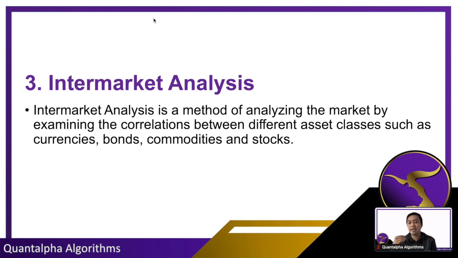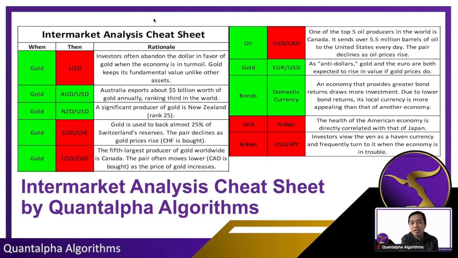The third one is intermarket analysis. This is a method of analyzing the market by examining the relationship, or the correlation, of the specific market that you are trading compared to other asset classes, such as currencies, bonds, commodities, and stocks. So I have here an intermarket analysis cheat sheet.